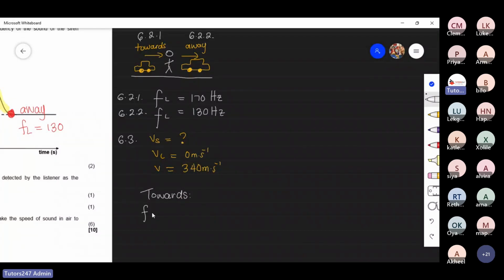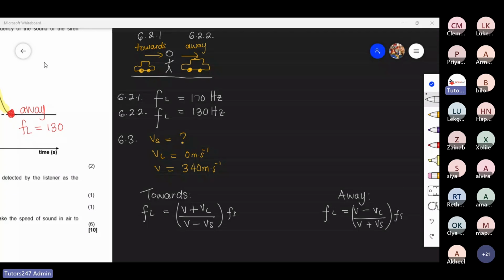That is FL equals (V plus VL) all over (V minus VS) times Fs. Keep in mind we said that if it is towards, it's plus on top, minus at the bottom. And then my equation for away is FL equals (V minus VL) all over (V plus VS) times Fs. So keep in mind, if we are moving away, it is minus on top, plus at the bottom.